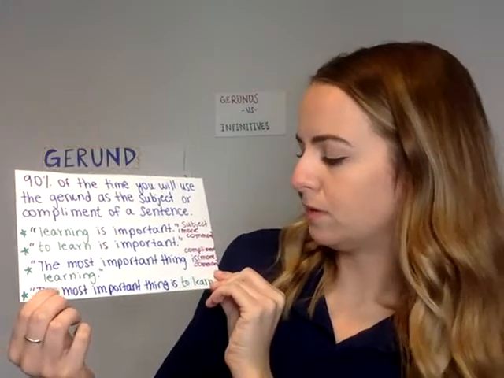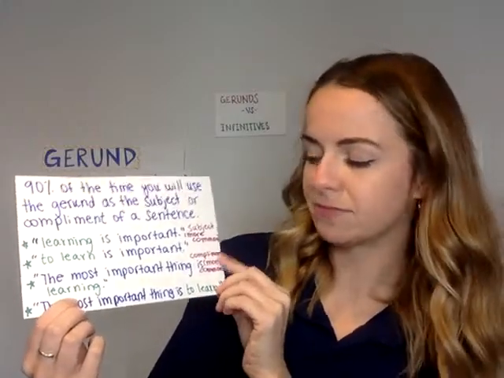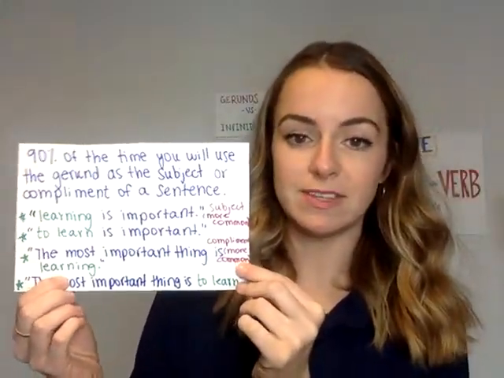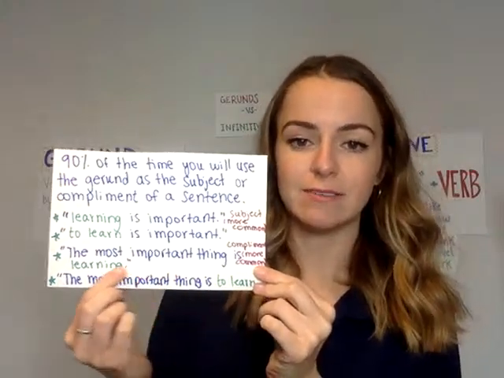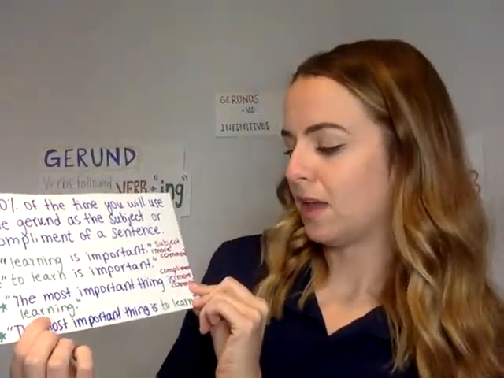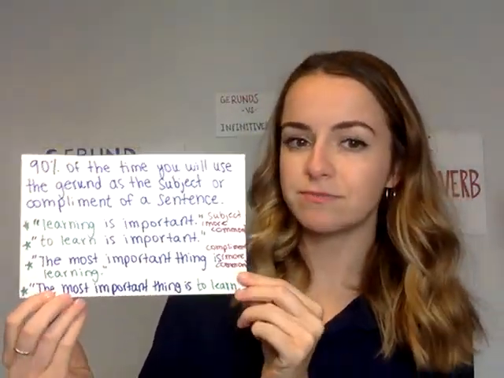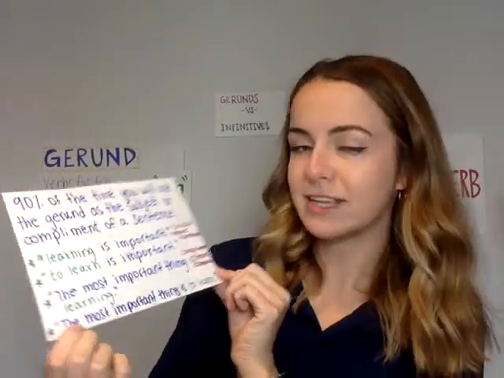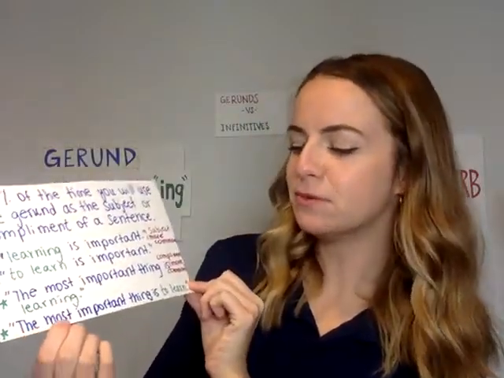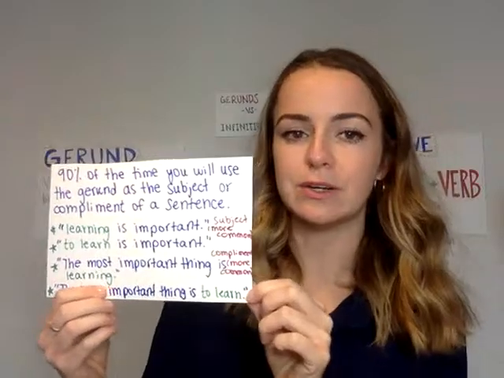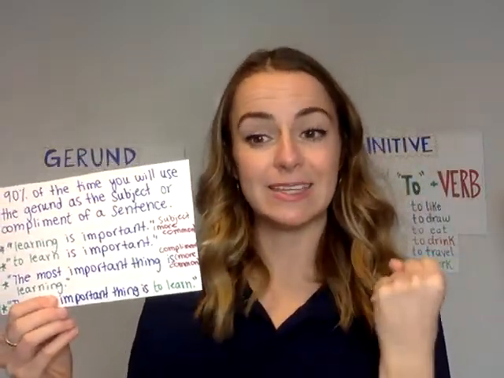The most important thing is learning. Here, this is the complement of the sentence. Learning is the complement. And it sounds less philosophical than "the most important thing is to learn." This sounds like a really big statement.